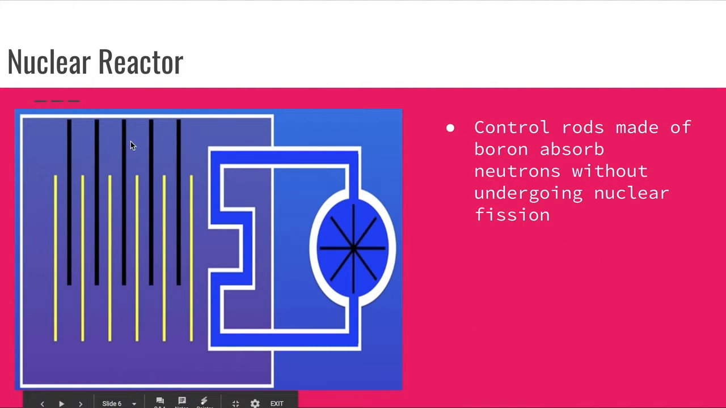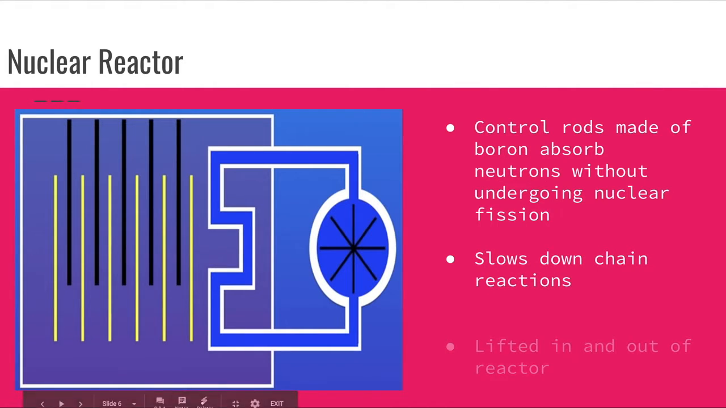And here we have the black things, which are control rods made of boron or cadmium, which absorb neutrons without undergoing nuclear fission. So they essentially reduce the amount of neutrons produced. They reduce the chain reactions. They slow down the chain reactions, and they can be lifted in and out. If they're lifted out, then the neutrons produced can trigger chain reactions. If they're lifted in, the chain reactions are slowed down. So this allows us to control the activity of the nuclear reactor.